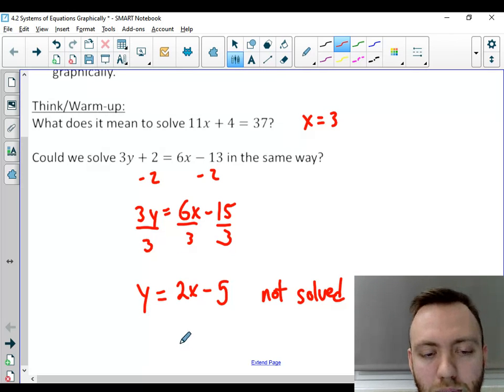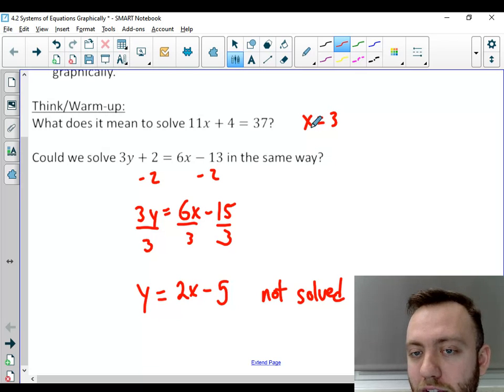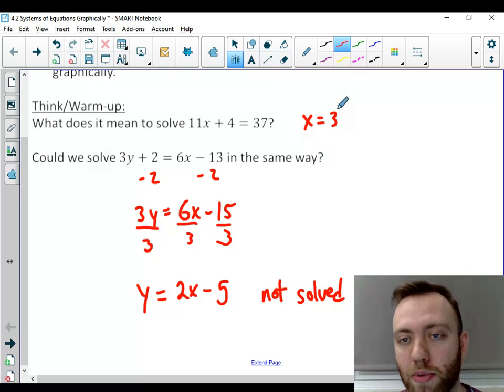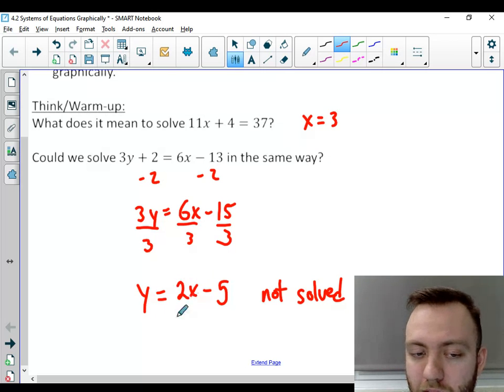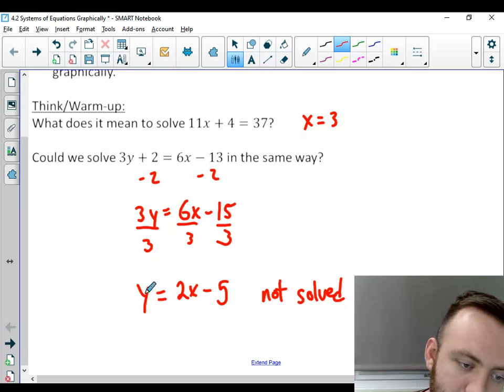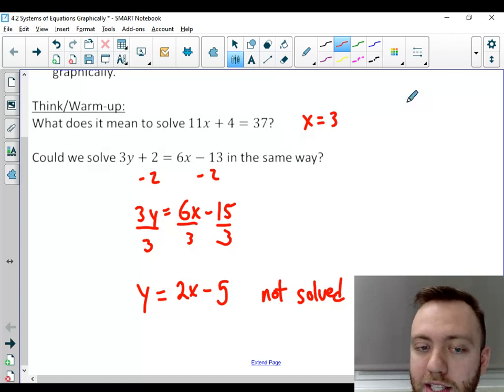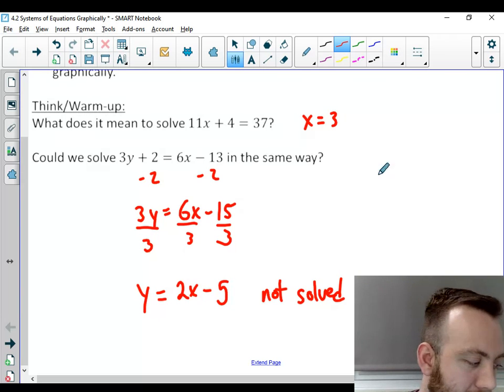We have y alone, but we don't have numbers for y and x like we do here. We have x equals 3. x is the number 3. Here we have no idea what y or x is, right? They could be a multitude of things. This is a line, right? We would graph a line because that would be all the potential solutions of x and y.